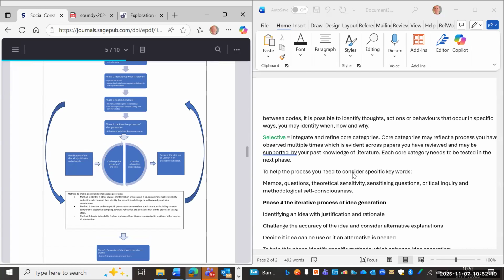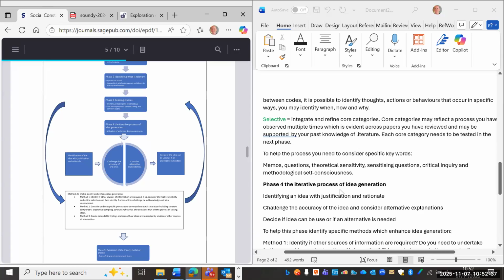And as we're doing that, alongside that, we've got specific keywords that you can go and look up, and you'll find these in good Chalmersian texts around social constructivist grounded theory: things like memos, questions, theoretical sensitivity, sensitizing questions, critical inquiry, methodological self-consciousness. So for all of those aspects you might want to think: how can I apply this? Where can I apply this? How is this reflected within what I'm doing? And again, that needs to be considered and documented.